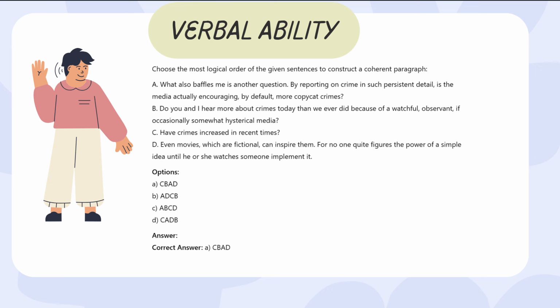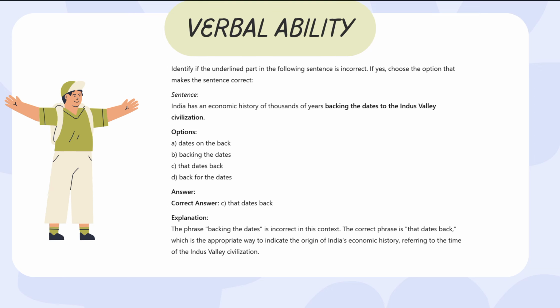Let us jump into another question. This is also from the verbal ability. Identify if the underlined part in the following sentence is incorrect. If yes, choose the option that makes the sentence correct. India has an economic history of thousands of years, backing the days to the Indus Valley civilization. So the underlined part is backing the days to the Indus Valley. So what you have to use is that dates back.